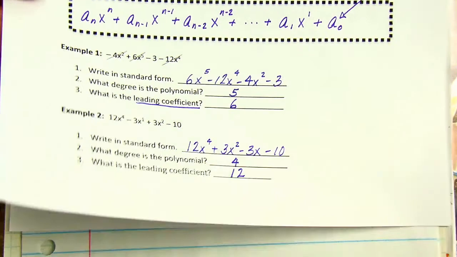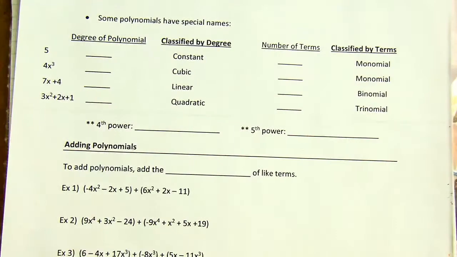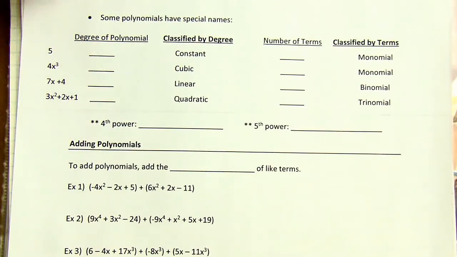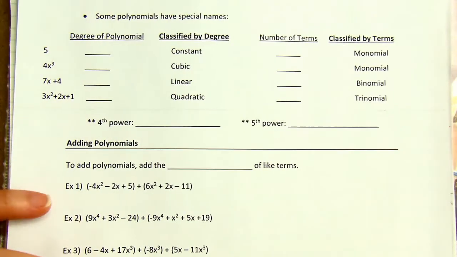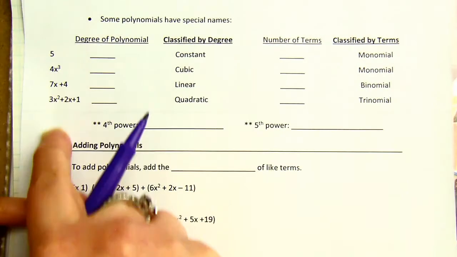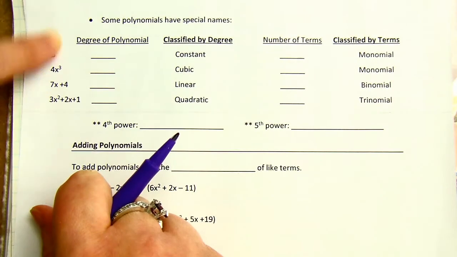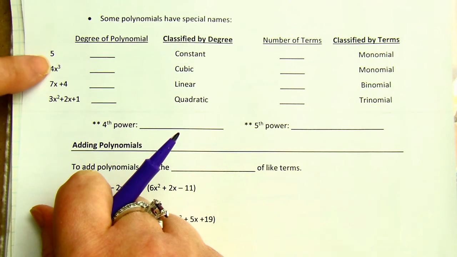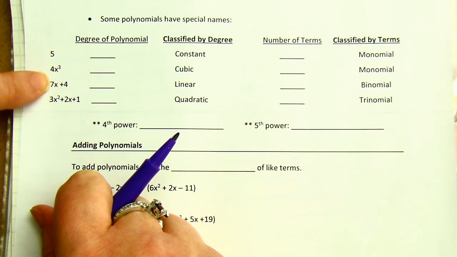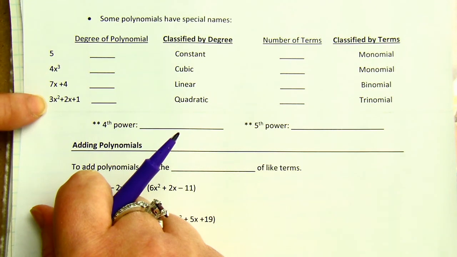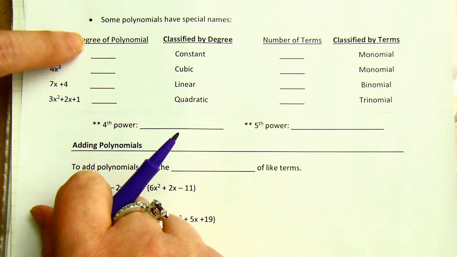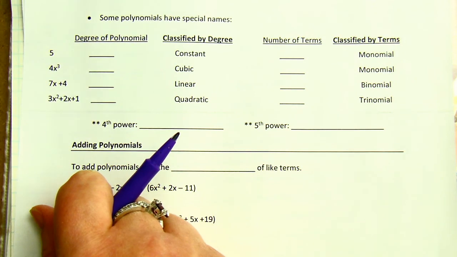Side 2 of the notes is a little chart. It says some polynomials have special names. So here is a list of our polynomials. This one here, of course, is a monomial. It's only one term. This only has one term as well. This has 2 terms. This one has 3. But first we're going to talk about the degree of the polynomial.